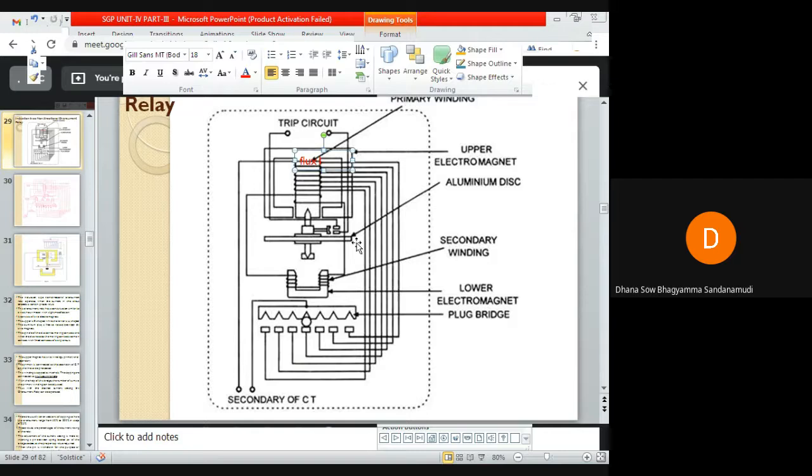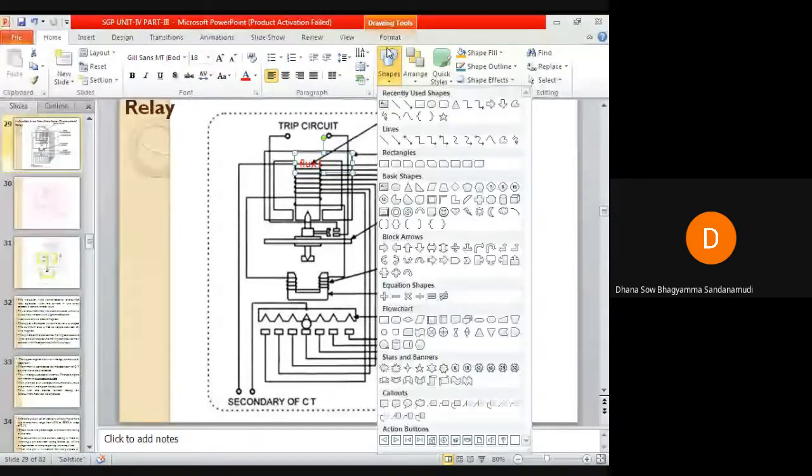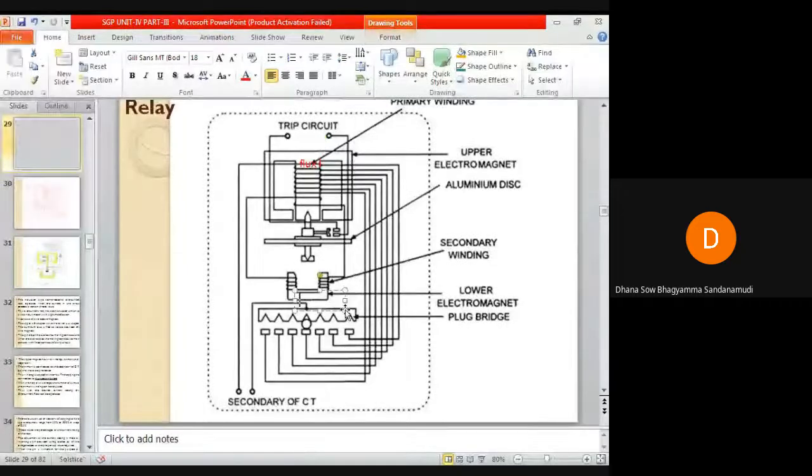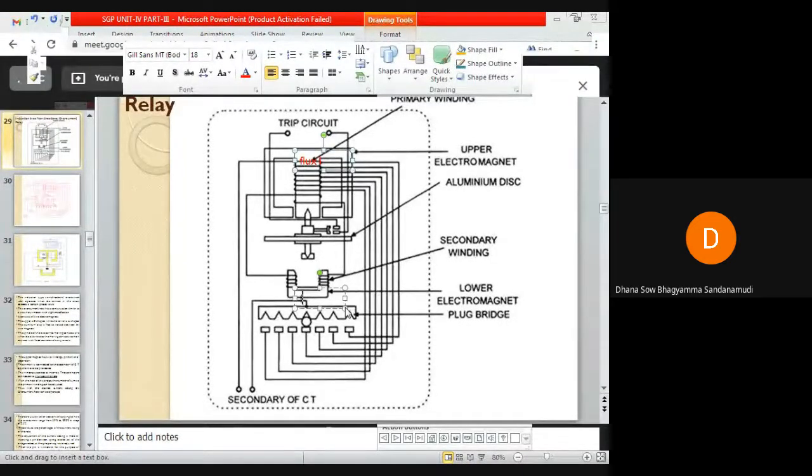Since it is forming a closed path, current will flow in the secondary winding. This current will also flow through the windings which are wound across the lower electromagnet limbs. Hence flux phi 2 is induced in the lower electromagnet, and flux phi 1 is induced in the upper electromagnet.